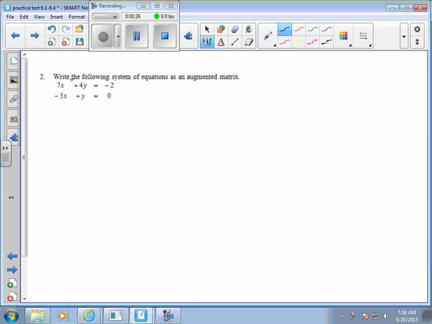Number 2, we're going to write the system of equations as an augmented matrix. So we're going from equations to the matrix the way we would type it into our calculator, or we would use our row manipulations on it. And in an augmented matrix, we kind of put a dotted line there. I'm not really too concerned about the dotted line. I'm just wanting to make sure that you know how to go from the equations to the matrix.